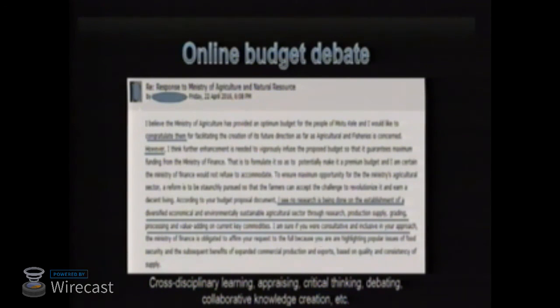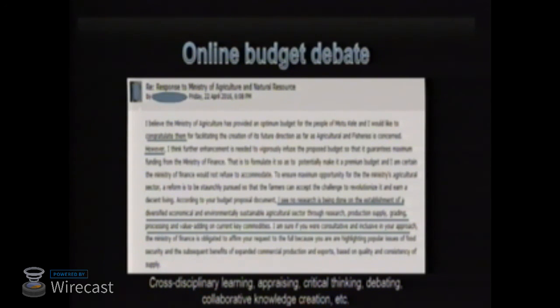And then this one, so once they've sent their submissions, the Ministry of Finance come together and present the budget. It puts together the budget based on all these submissions, and then it goes up online. And then everyone has to respond to the budget. So this is an example of a response from somebody out in Lautoka, a response to the Ministry of Agriculture and Natural Resources.